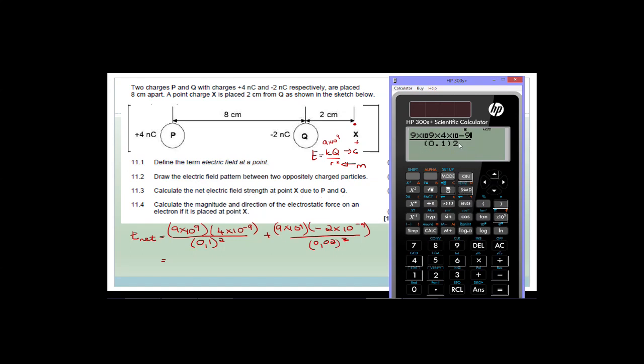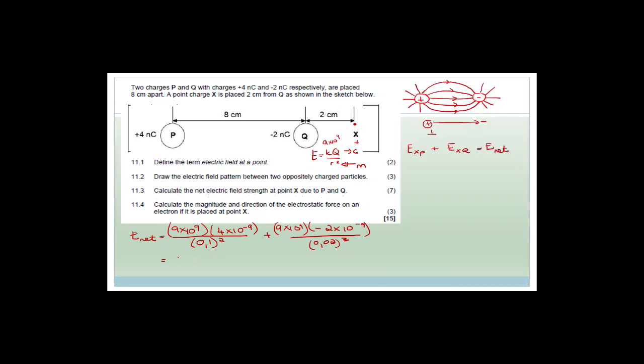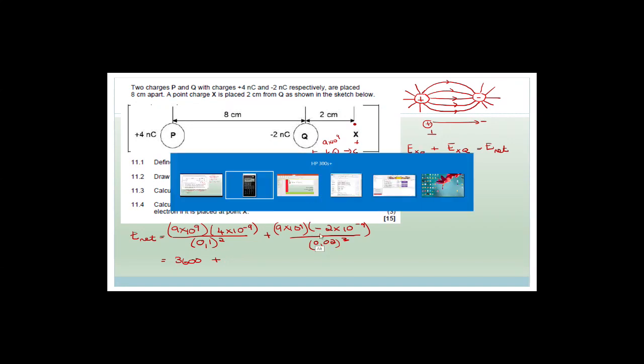Okay, why is it... let's go down. First of all, that's supposed to be squared. So let's go back one, delete, and that's supposed to be squared. And then let me have a look at the top line. We have got 9 exponent 9 times 4 times 10, should work. There we go, 3,600.